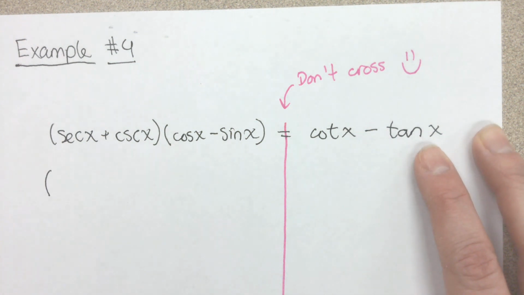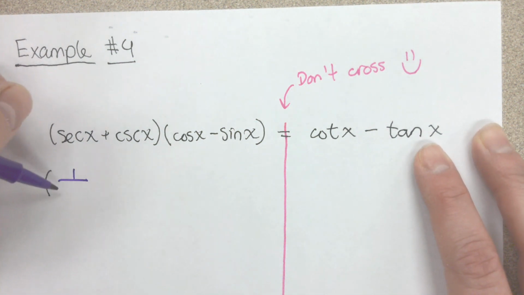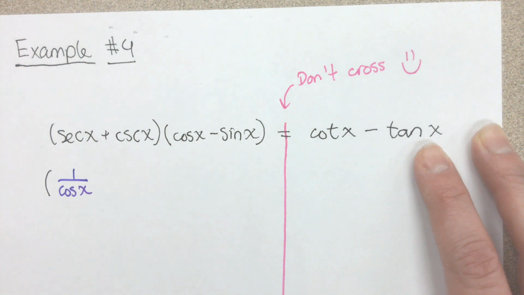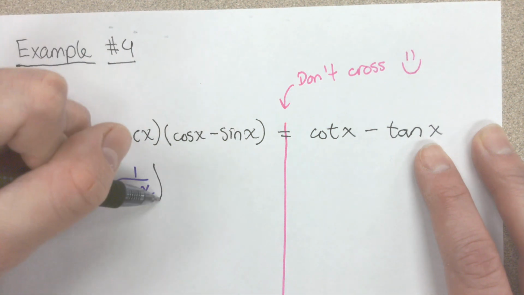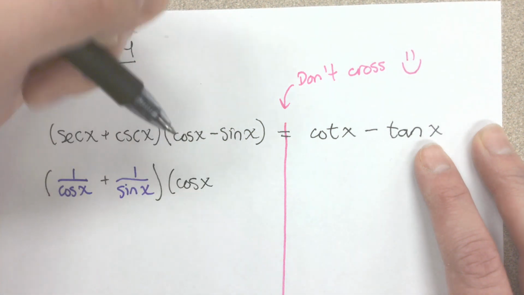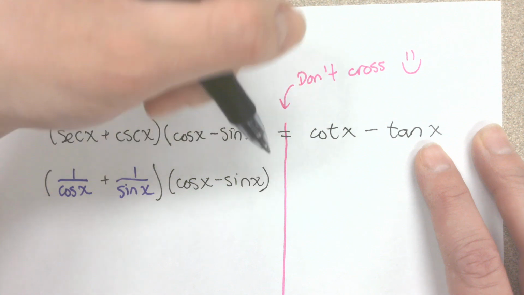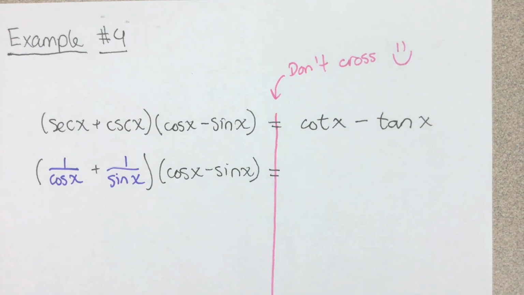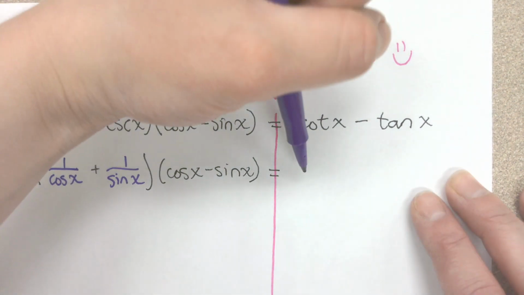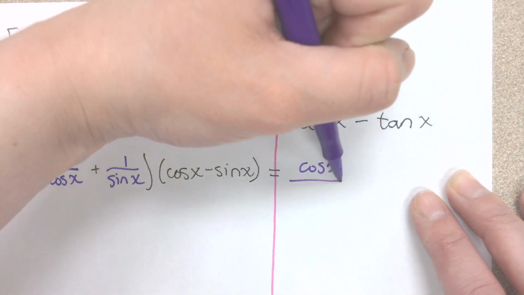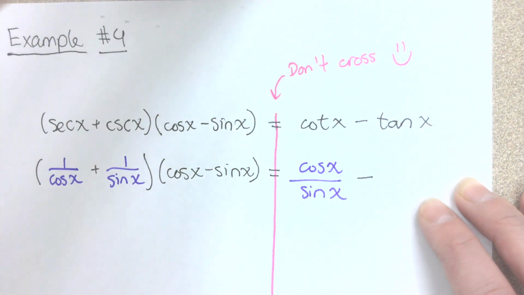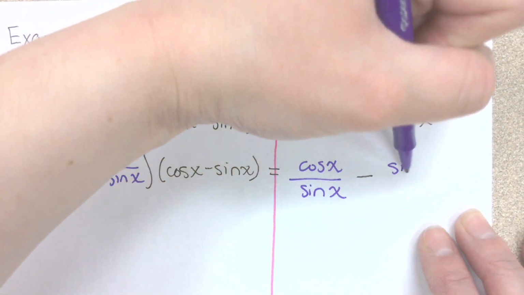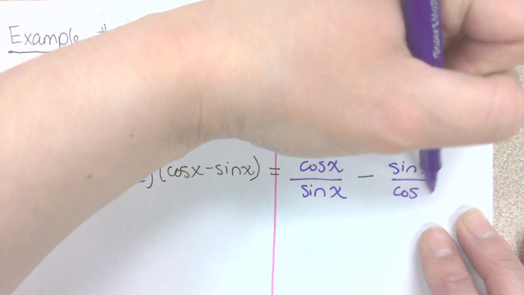So first, the secant, that is 1 over cosine, plus the cosecant is 1 over sine, times cosine of x minus sine of x, equals, right side I will also be changing. Cotangent is cosine of x over sine of x, minus tangent is sine of x over cosine of x.